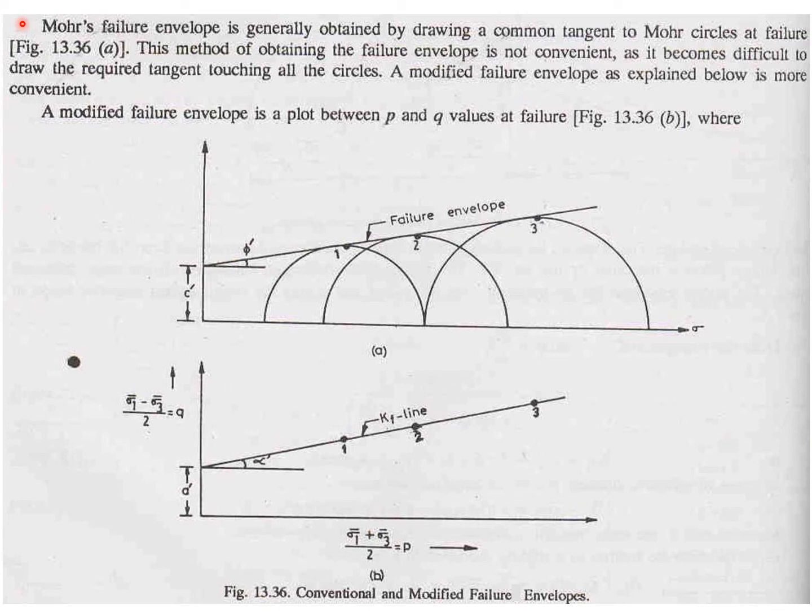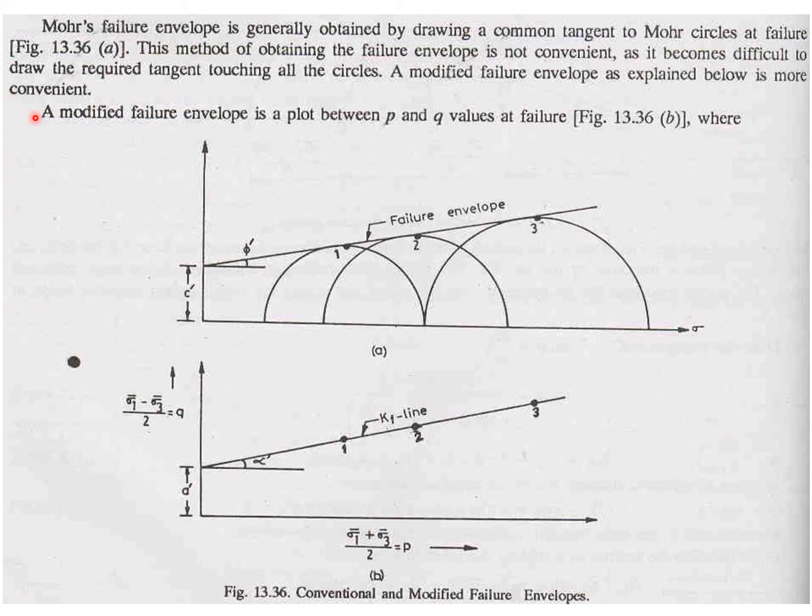Mohr's failure envelope is generally obtained by drawing a common tangent to Mohr circles at failure, as you can see in the figure. This method of obtaining the failure envelope is not convenient, as it becomes difficult to draw the required tangent touching all the circles. A modified failure envelope, as explained below, is more convenient.